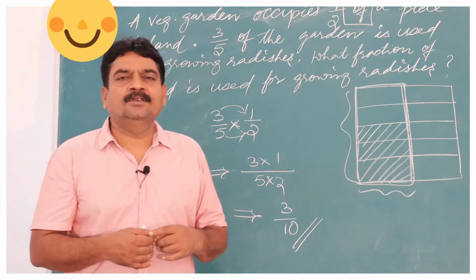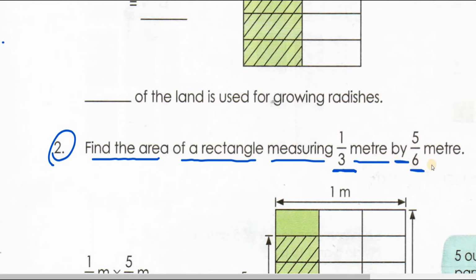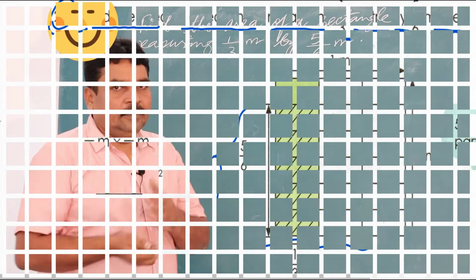Shall we go to the next question? The next question is on the screen. The second question is, find the area of a rectangle measuring 1/3 meters by 5/6 meters. So this is the measuring part. You have to find the area of the rectangle. Okay, shall we start? Now we'll do it.